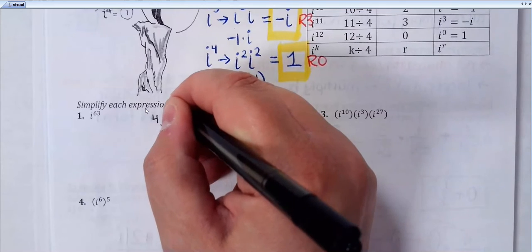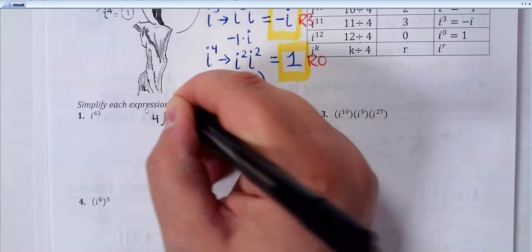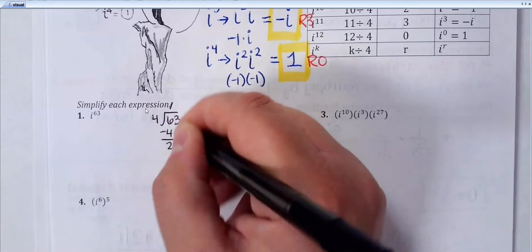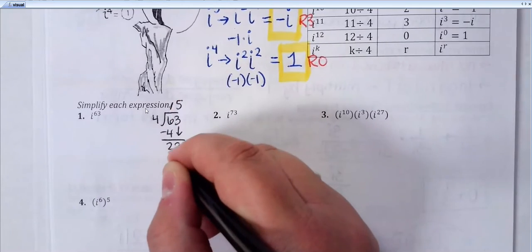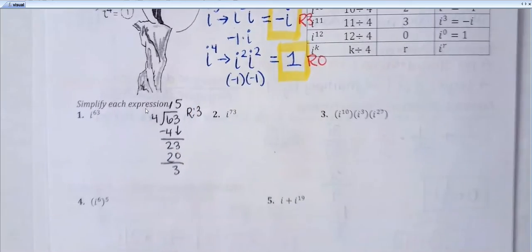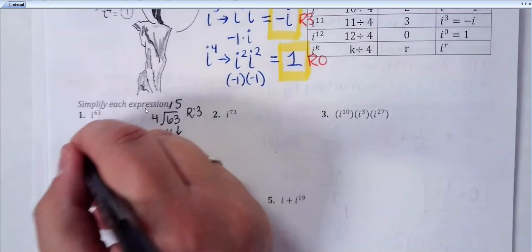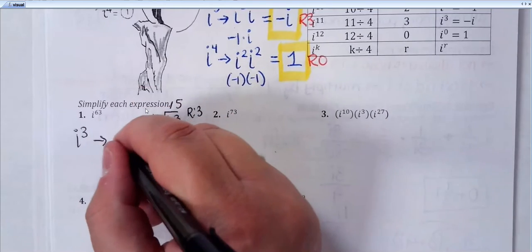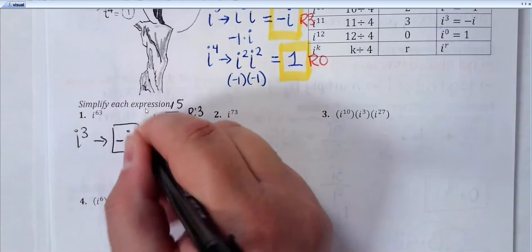Okay, I'm going to practice my long division here. 4 goes into 6 once. This would be 4. 2, bring down the 3. This would be 5. This would be 20. Okay, so my remainder here would be 3. So this is equivalent to i to the third. And if you look up to that little cycle there, that is equal to negative i if I simplify it.